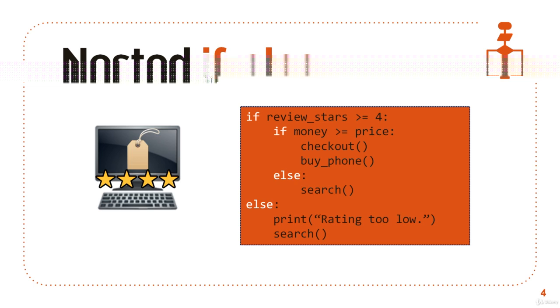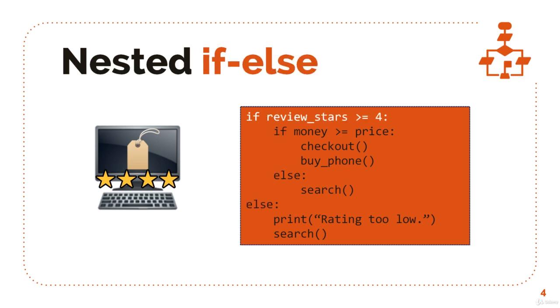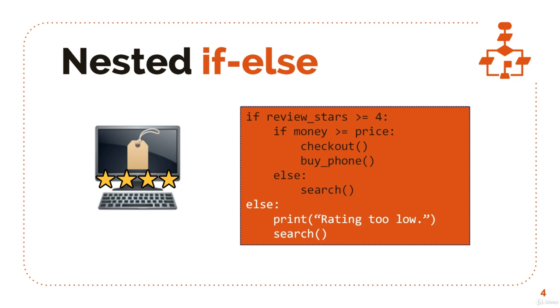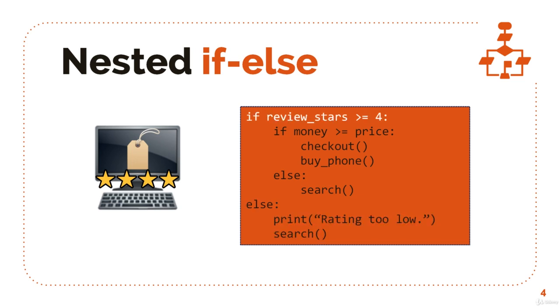By that I mean it will first make sure the phone has at least 4-star rating. If it doesn't, it will output rating too low and carry out the search function again. However, if it has 4-star or higher, it will then check if you have enough money to buy the phone. If you do, you buy the phone. If you don't, it will carry out the search function again. Another thing to note is that if and else are on the same indentation level. So that's why you should use tab or 4 spaces, because having good indentation makes it easier to read and follow the conditions.